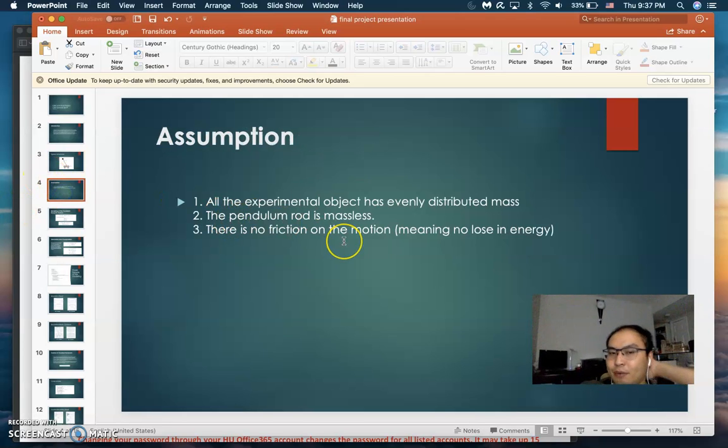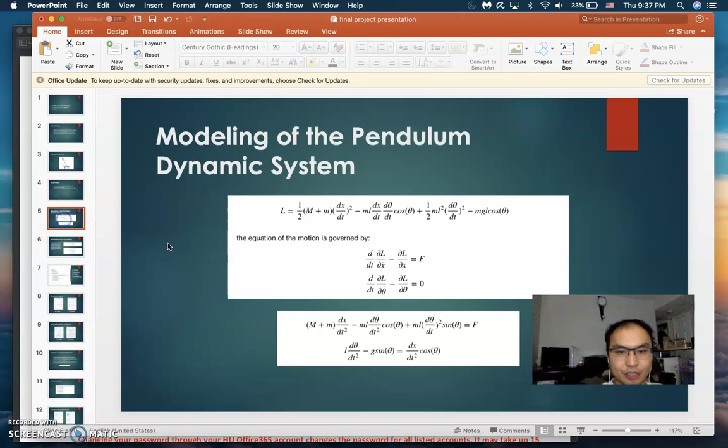For simplicity, we have the following assumptions. All the experimental objects have an evenly distributed mass. The pendulum rod is massless. There's no friction on the motion, meaning there's no loss in energy. And this is the equation governing the system dynamics.